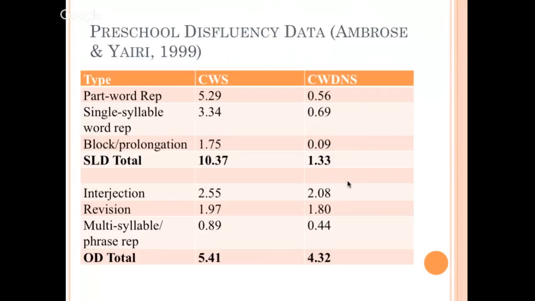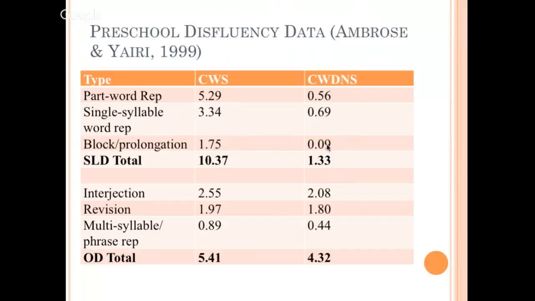All right, this is a really good data, I think. So this is the stuttering-like disfluencies. The average child who stutters, preschooler, had 10.3 stuttering-like disfluencies per 100 words. So they had 5 part-word reps, 3 single-syllable reps, about 2 blocks.